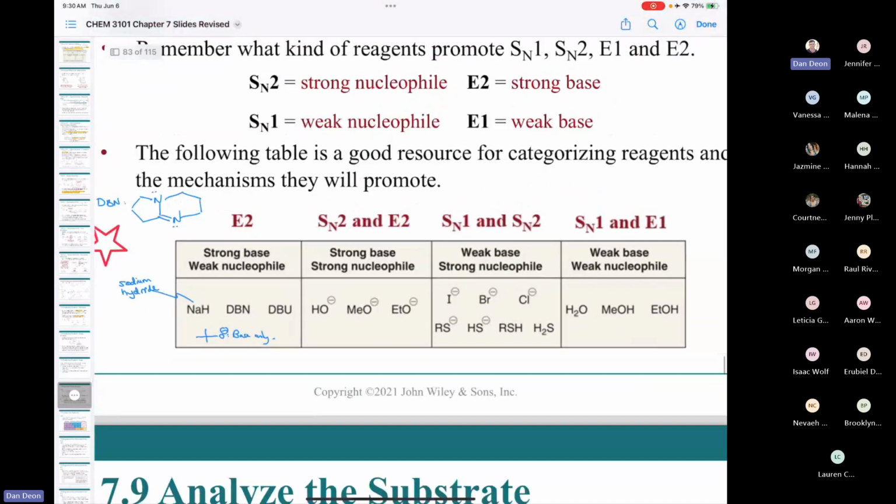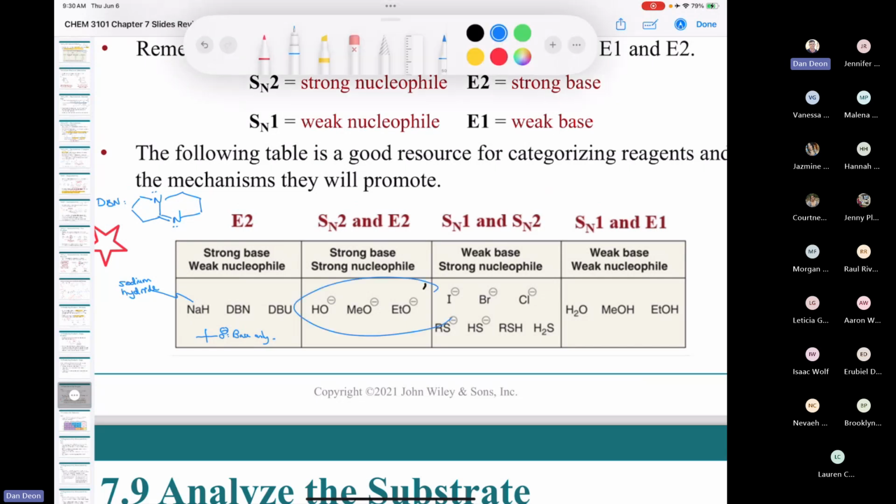So to review, strong base, weak nucleophile would be sodium hydride, these big bulky bases like DBU and DBN, and tert-butoxide. Again, don't put it in the strong base, strong nucleophile category because it is a strong base, but it's too sterically hindered to be a good nucleophile. The oxides like methoxide, ethoxide, and hydroxide are all strong bases, strong nucleophiles. So SN2 and E2 is going to predominate.